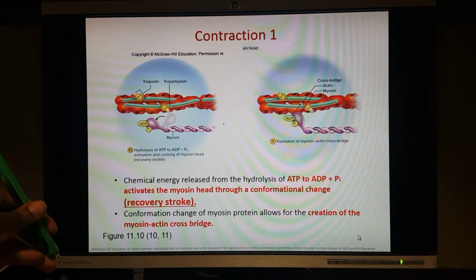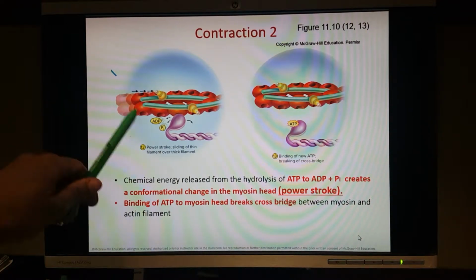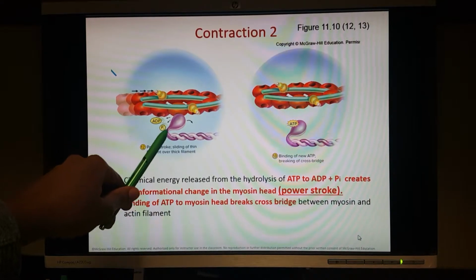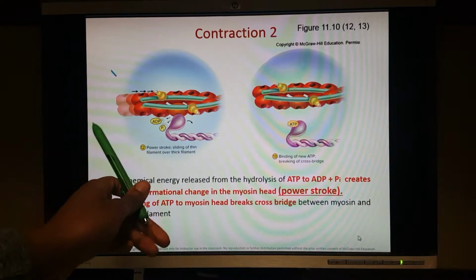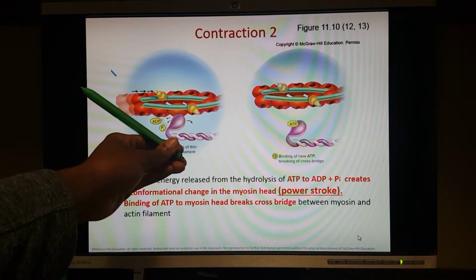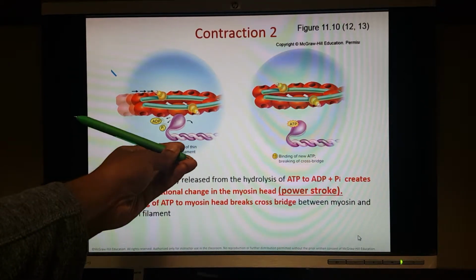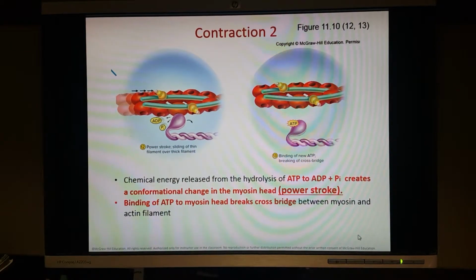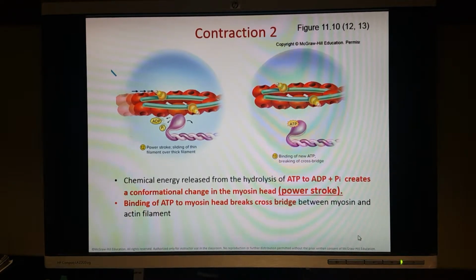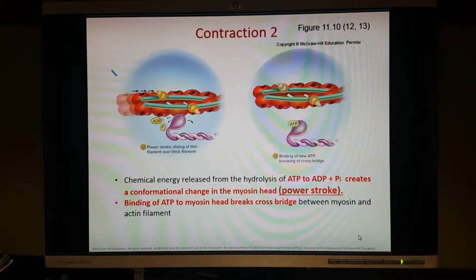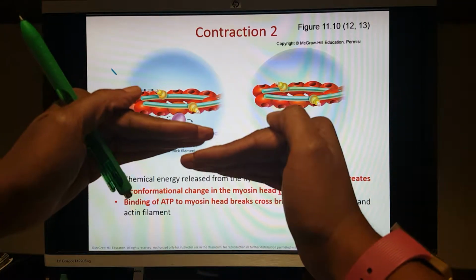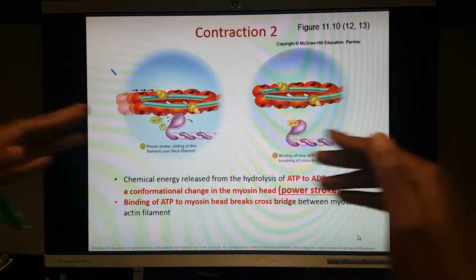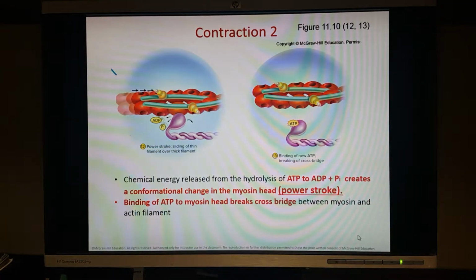For your power stroke, so this is the part that's going to actually cause your contraction, the ADP and phosphate group remove off of your myosin head, causing another conformational change. With that conformational change, you go from the cocked back myosin head, which is bound to our actin site, and it pulls on those actins, so on those thin filaments, pulling towards the center of your sarcomere, causing your power stroke. So as that pull happens toward the central part of your sarcomere, it causes an increase in overlap of your thick and thin filaments, shortening the sarcomere, shortening the rest of your muscle, and causing the contraction. So again, this is your power stroke.